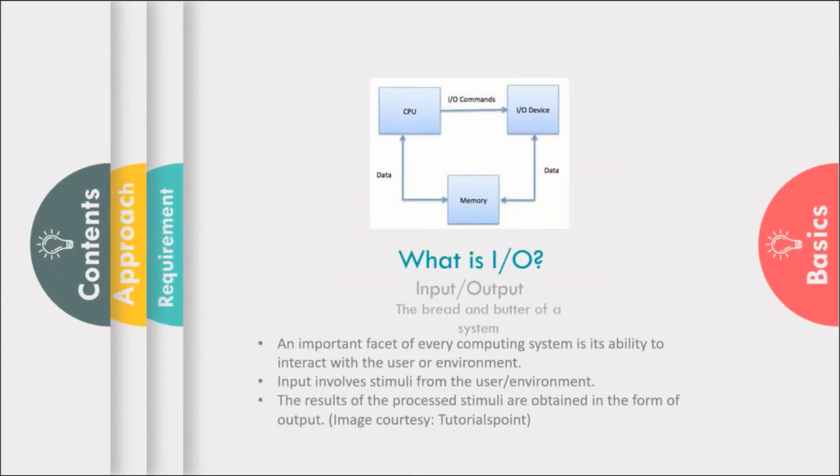Before we start, let's certify our basics. Input and output can be viewed in terms of stimuli, wherein input is the stimulus generated by the user towards the system, and output is the processed response of the system to the input. The processor and memory will be involved in the processing stage, as it's clear from the image.